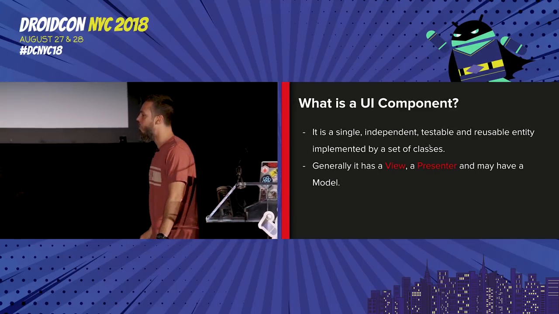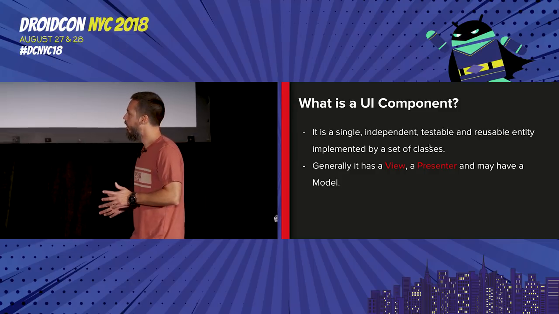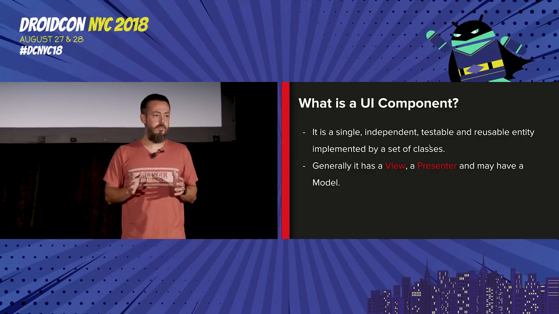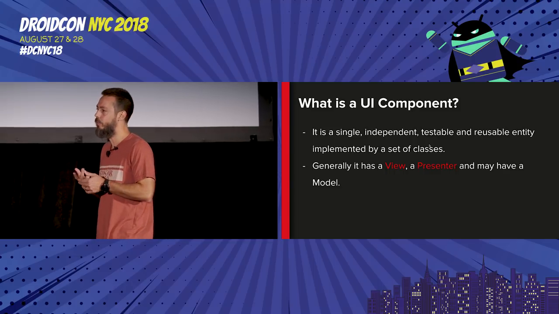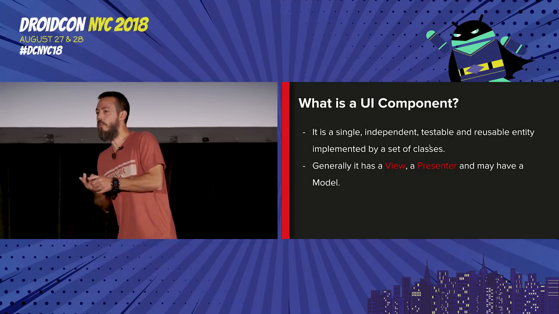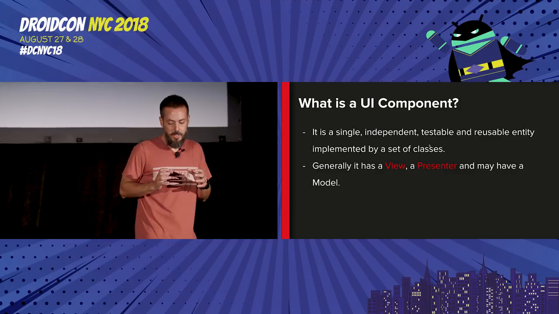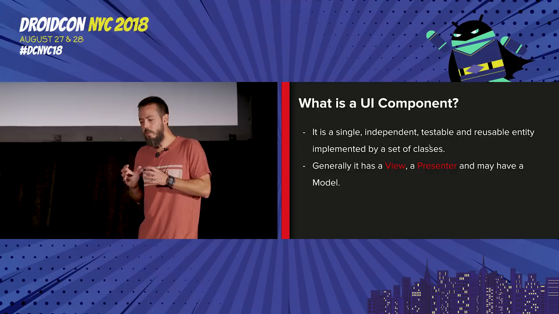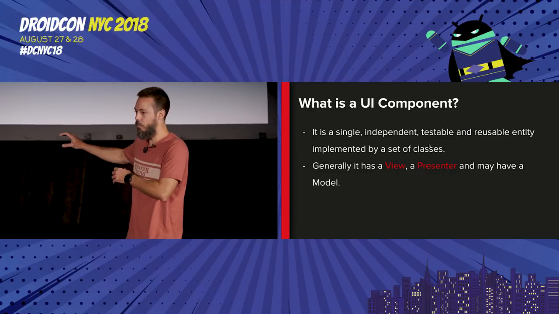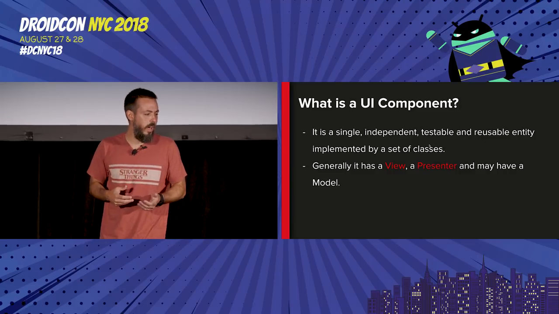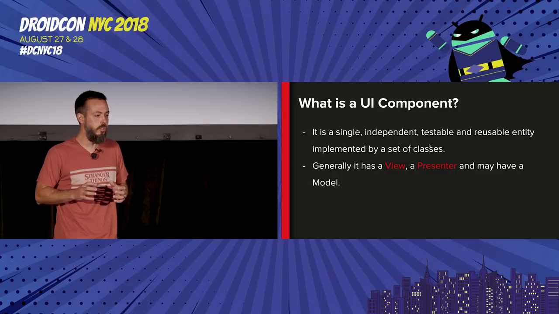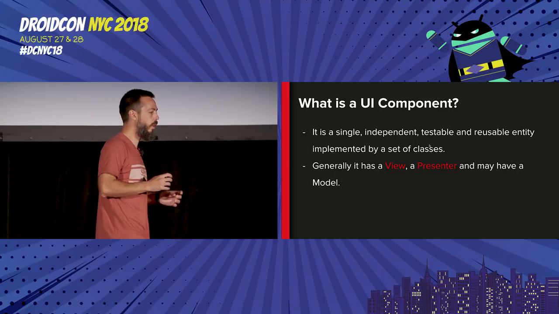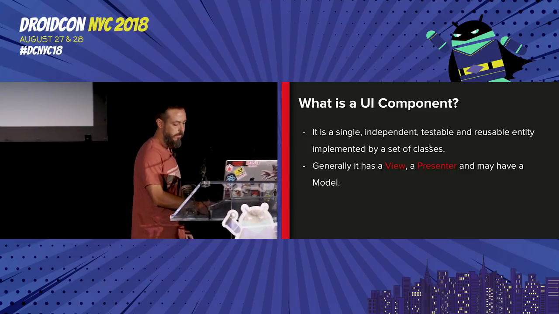So what is a UI component in this architecture? A UI component is an entity that is formed by three classes, or two classes if you don't need the model. So we have a view class, we have a presenter class, and we may or may not have a model. They are very independent. Every single UI component doesn't know anything about the other one. So going back again to the player context, the loading screen doesn't know anything about the other UI. And the other UI doesn't know anything about the loading screen. They don't have references. They don't communicate with each other. It's just a matter of knowing what to do when an event arrives.